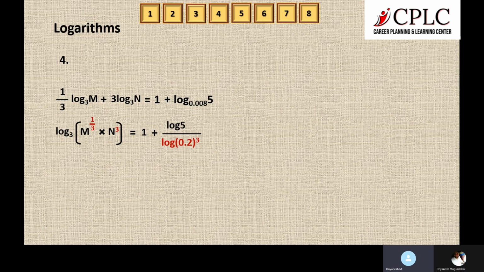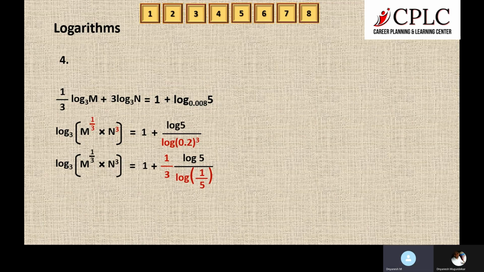On the right side, the first thing that you should do is use change of base. So when you use change of base, you will get 1 plus log 5 upon log 0.008. And that 0.008 can be rewritten as 0.2 cube. Then what will happen? That 0.2 raised to 3, the power of 3 will come ahead, and you will get this 1 plus 1 upon 3 log 5 upon log 0.2. And that 0.2 can be also rewritten as 1 by 5.